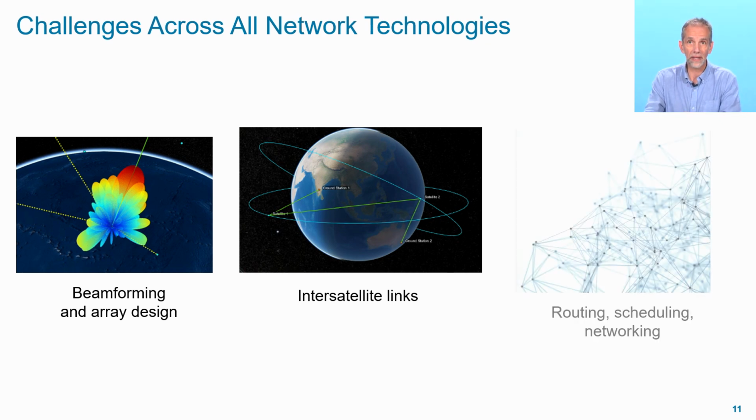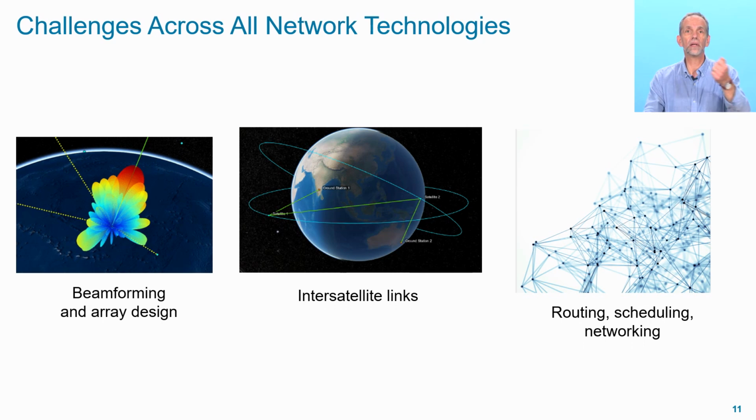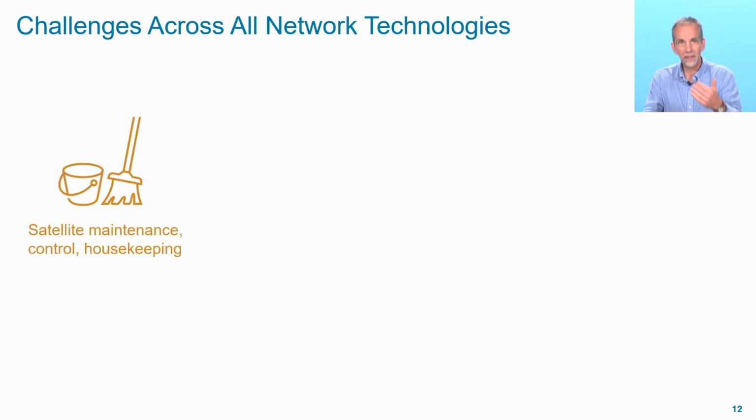Also, the routing and the scheduling and the networking is a big challenge when you have literally thousands of assets orbiting the Earth. And the physical layer also affects your routing and your scheduling. So very, very challenging. In addition, there's satellite maintenance, control, and housekeeping. If you are launching birds up in the air, you cannot send a repairman up there in case something breaks. You can mitigate that with redundancy, but that means higher launch costs.